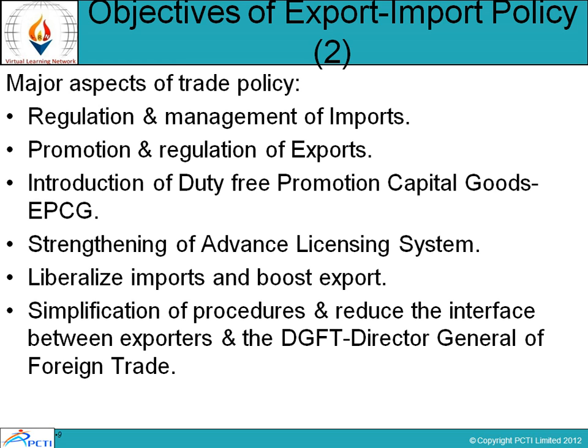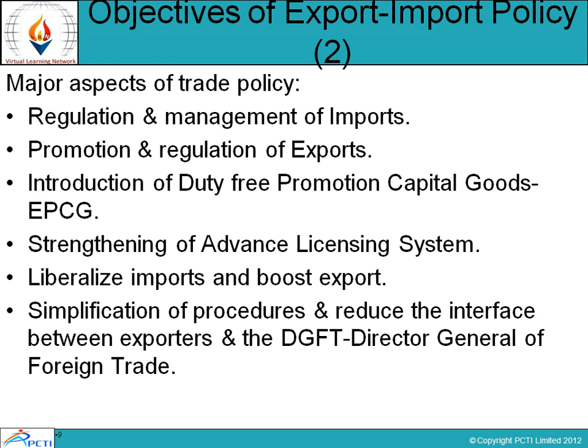Then introduction of duty-free promotion of capital goods, that is the EPCG, basically working to increase or introduce duty-free capital goods जिन पे duties नहीं होती, ऐसे capital goods को launch करना. Fourth, strengthening of the advanced licensing system, कि किस तरीके से आप अपने licensing system पर और work कर सकते हैं. Another is liberalizing the import and boosting the export. हम अपने import को liberalize करें, at the same time we boost the export.